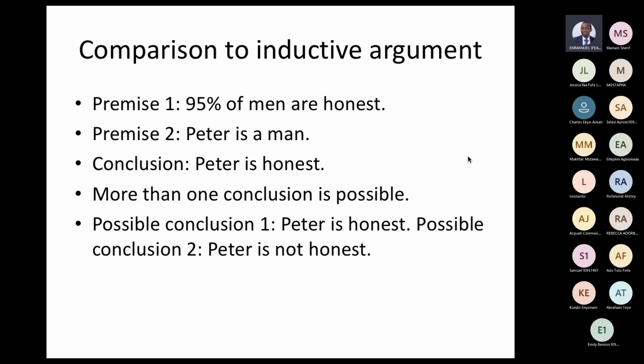Any argument that presents more than one possible conclusion is an inductive argument. If an argument presents only one possible conclusion, then it's a deductive argument. So that's one of the key differences between deductive and inductive. Deductive arguments give one possible conclusion. Inductive arguments will give you more than one possible conclusion.